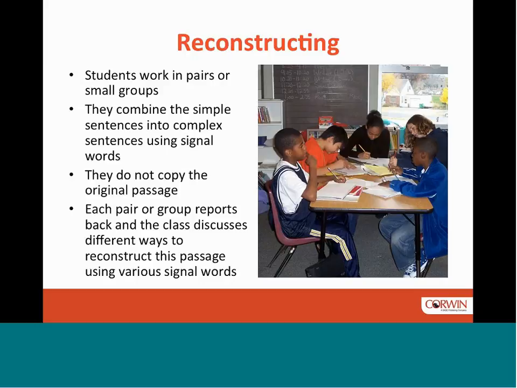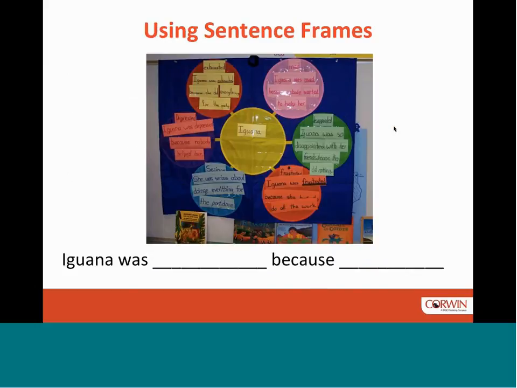Deconstruct, reconstruct is a good strategy in part because it takes very minimal teacher preparation. You just take a paragraph out of one of your textbooks, and then you work with the students to help them really look at this academic language carefully. If we go to the next slide, we'll see a second simple idea that you could use to help students build academic grammar and syntax.